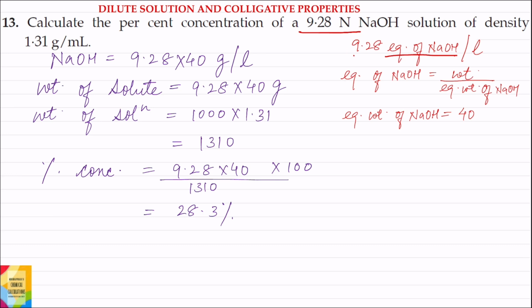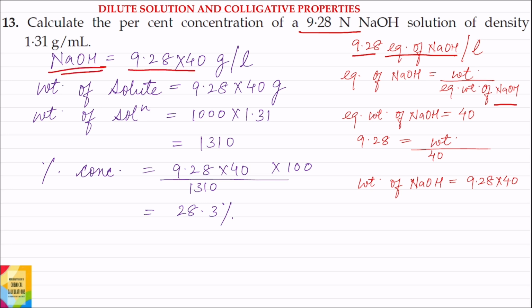So equivalence of NaOH is given, that is 9.28. Equivalent weight of NaOH we know, that is 40. तो हम लिख सकते हैं 9.28 is equal to weight of NaOH divided by 40. Now from this, weight of NaOH is equal to 9.28 into 40. Therefore NaOH का जो weight है solution में, that is 9.28 into 40 grams per liter of solution. तो हम लिख सकते हैं कि weight of solute, that is NaOH in the solution is 9.28 into 40 grams.